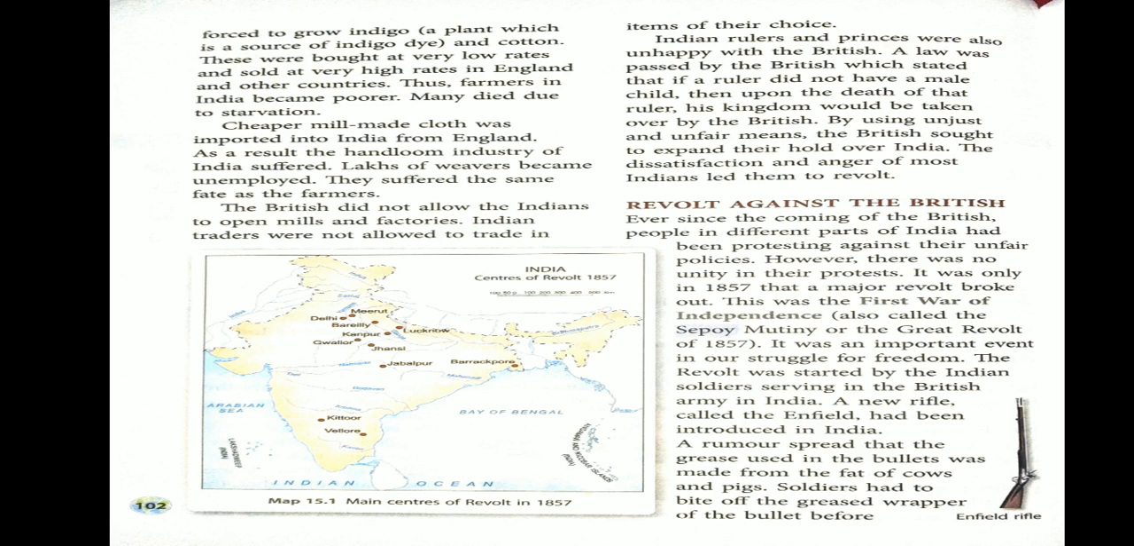A law was passed by the British which stated that if a ruler did not have a male child, then upon the death of that ruler, his kingdom would be taken over by the British. By using unjust and unfair means, the British sought to expand their hold over India. The dissatisfaction and anger of most Indians led them to revolt. Ever since the coming of the British, people in different parts of India had been protesting against their unfair policies. However, there was no unity in their protest.